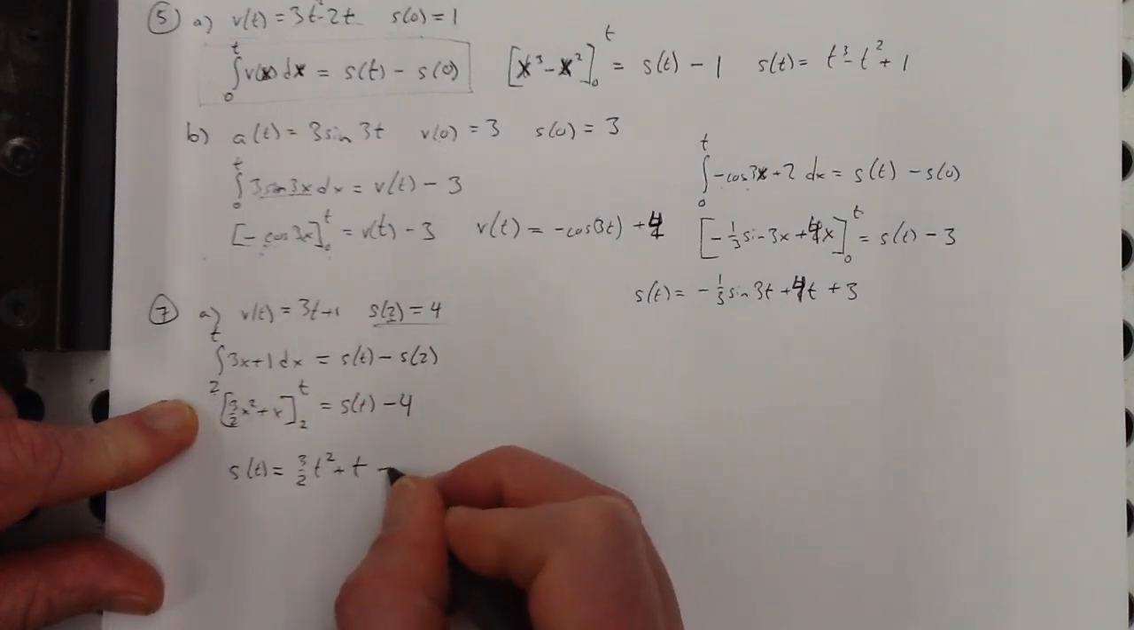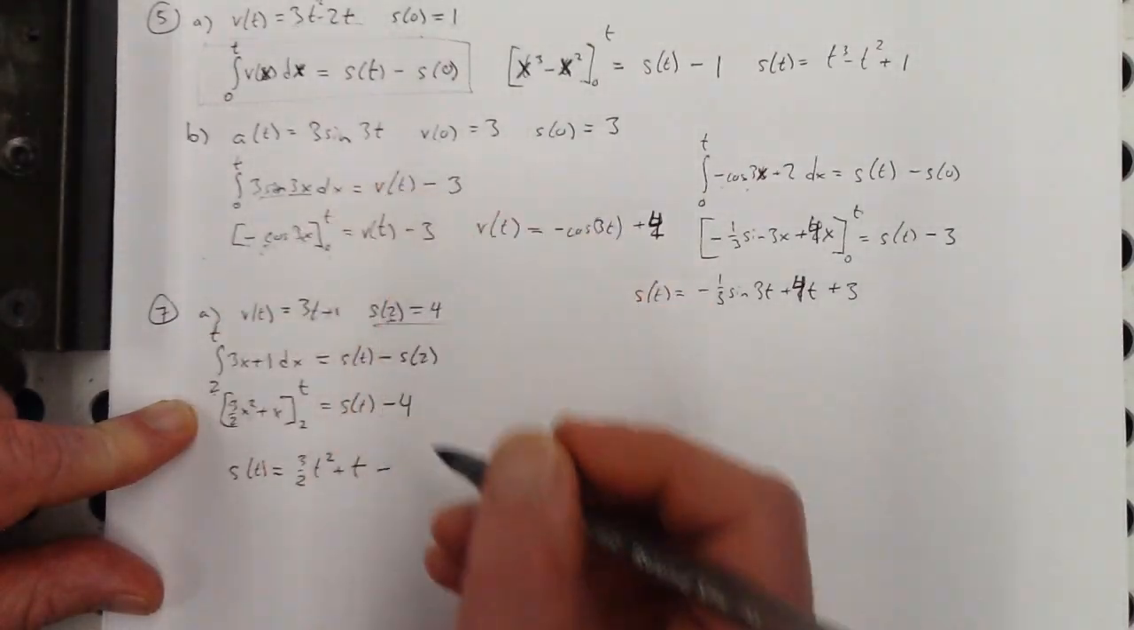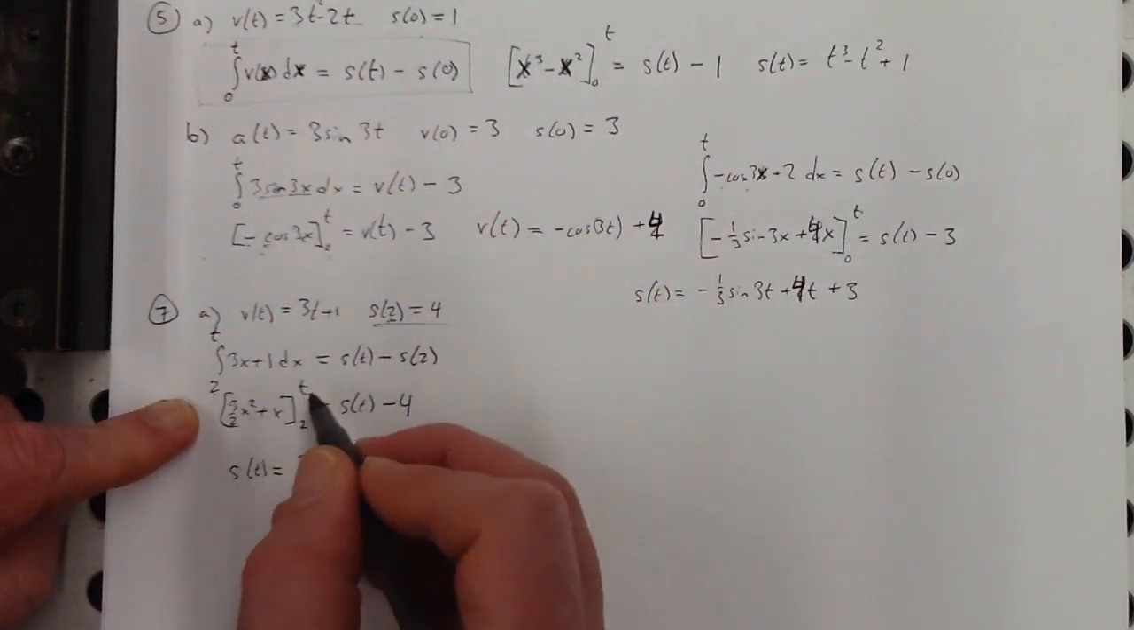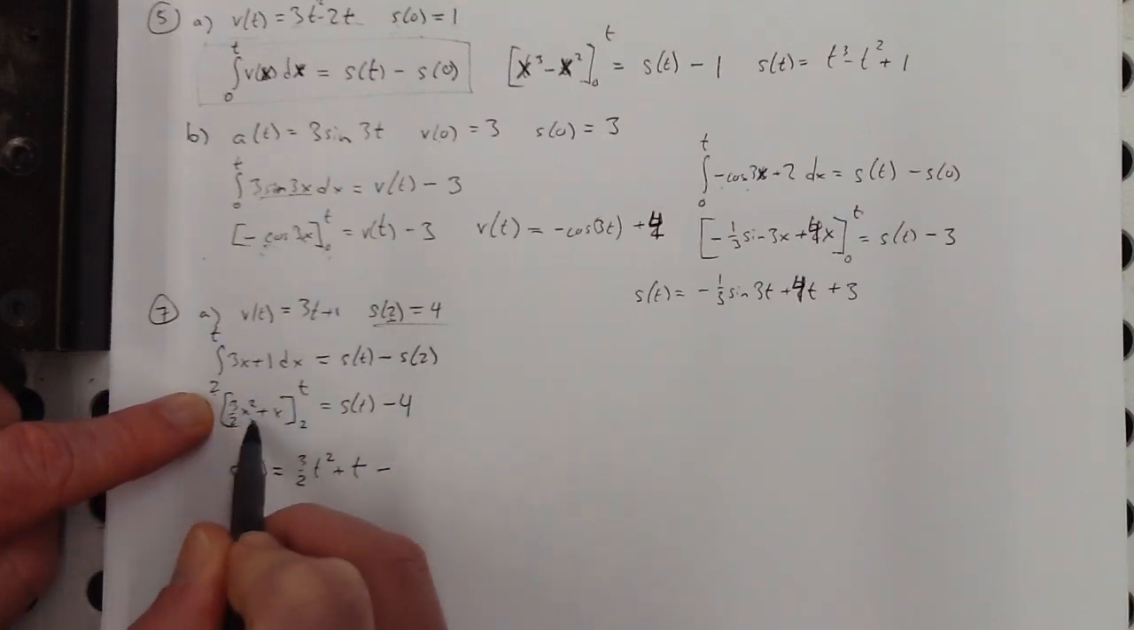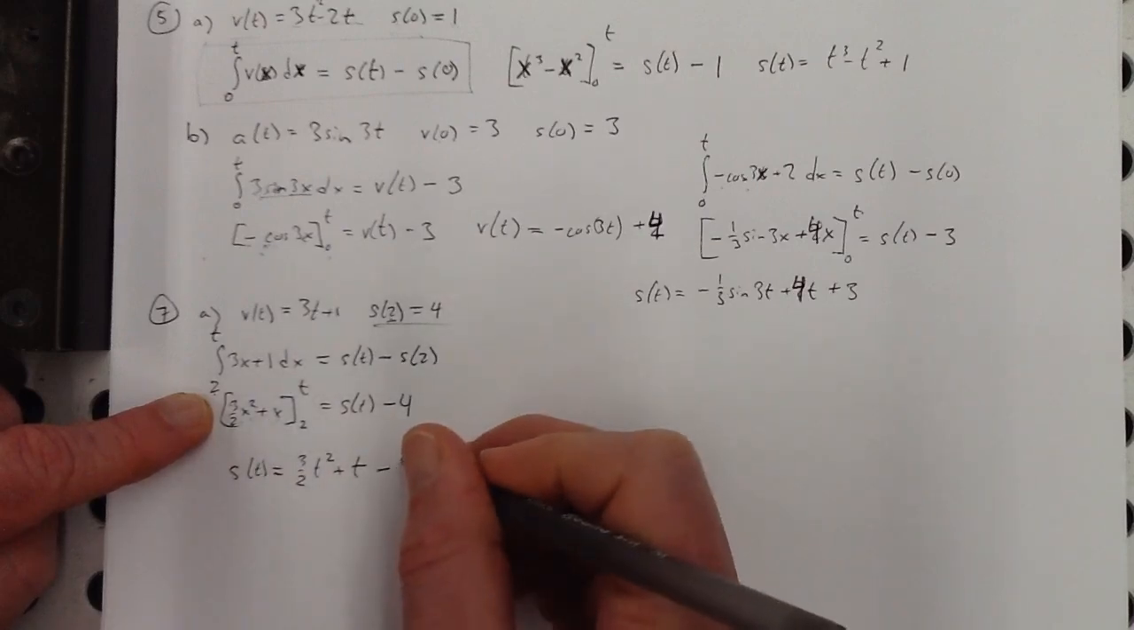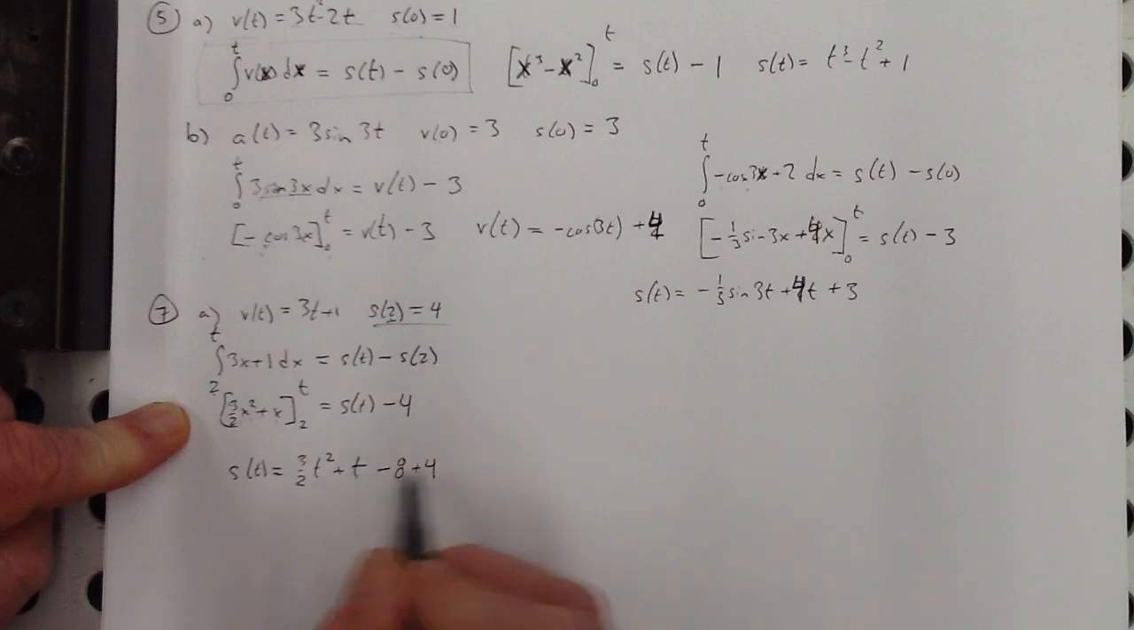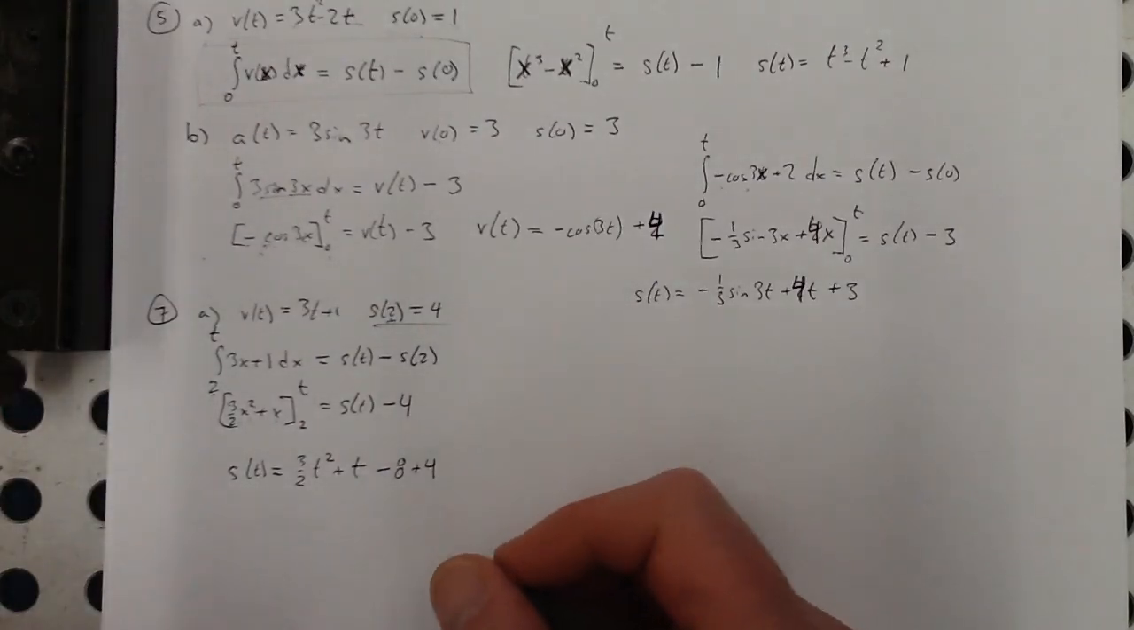Now this is minus this. Don't make the same mistake you made here, dummy. So minus what I get when I plug 2 in here. When I plug 2 in here, I get 4. 3/2 times 4 is 6, plus 2 is 8. So that's minus 8, and then plus 4, and so that's minus 4 at the end.